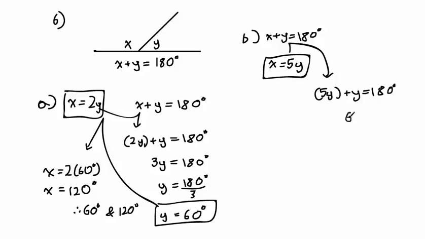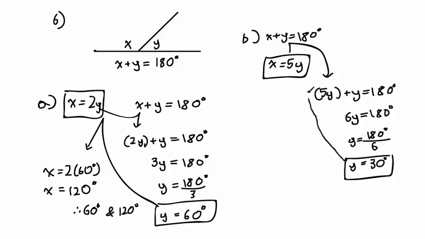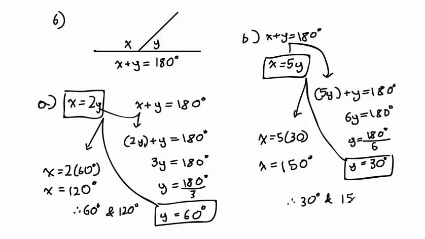5y plus y is 6y, and that equals 180 degrees. And when you divide both sides by 6, you get y equals 180 degrees over 6. And 180 over 6 is 30 degrees. Now you have to plug this into the other equation, and you get x equals 5 times 30. And then x equals 150 degrees. Okay, so therefore the two angles are 30 degrees and 150 degrees.